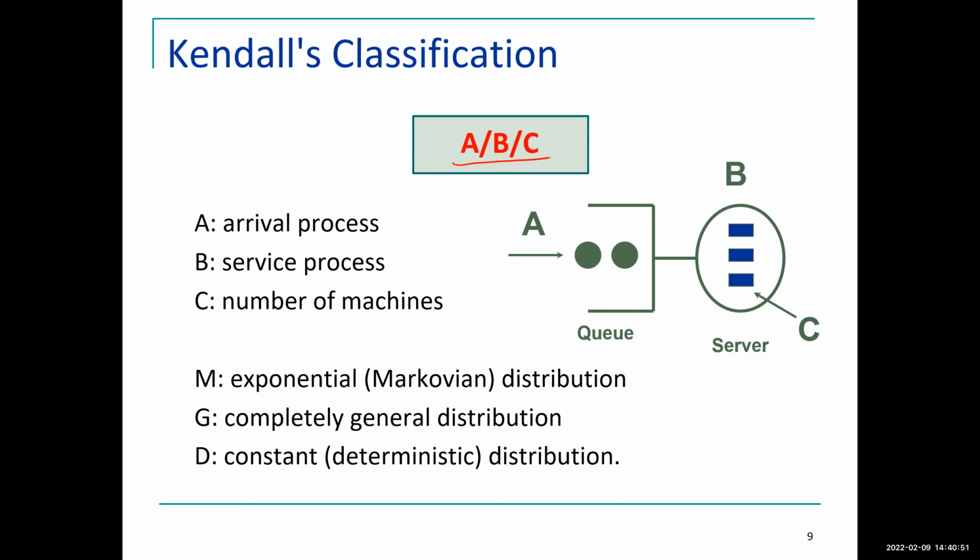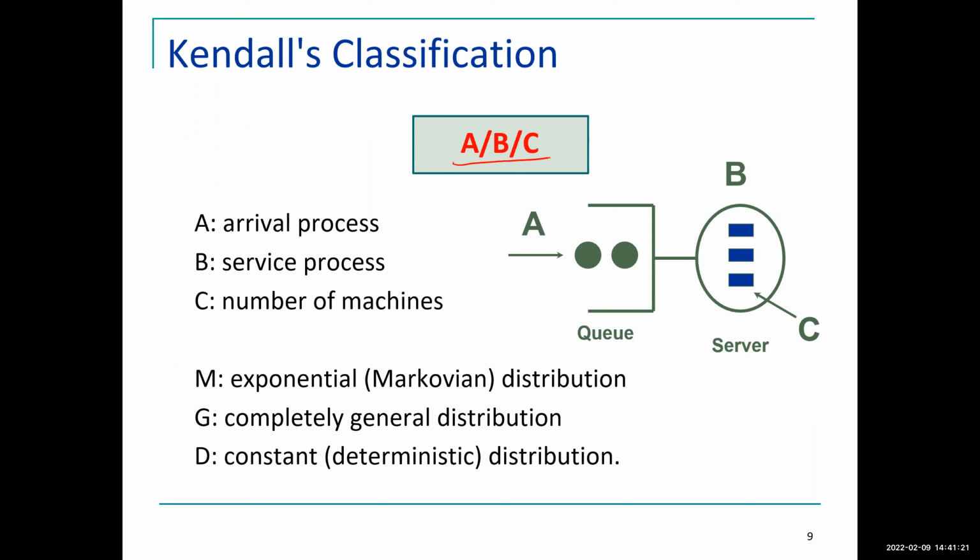A will go first. So the information that is placed in the location of A is always referring to the arrival process. The information that is presented next, in the space where B is, is the service process. And then C, in third place, represents the number of machines. For the classification scheme, we also have some notation.